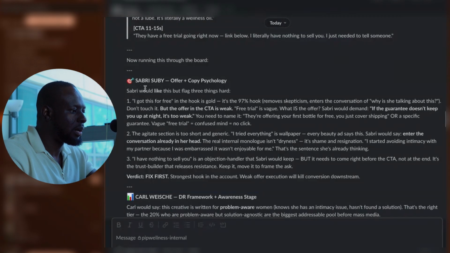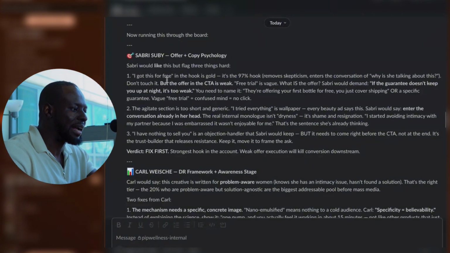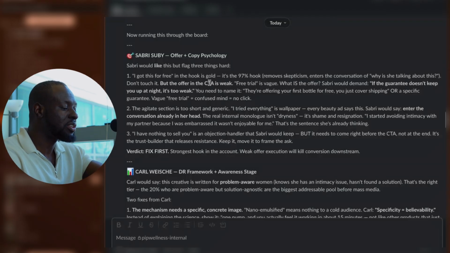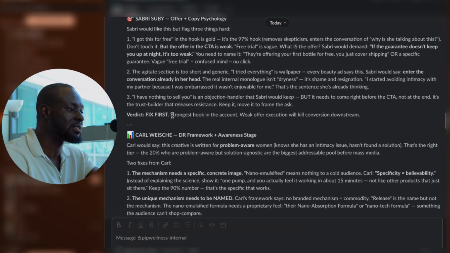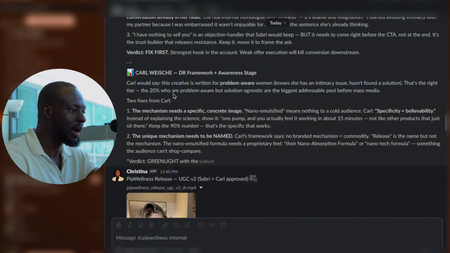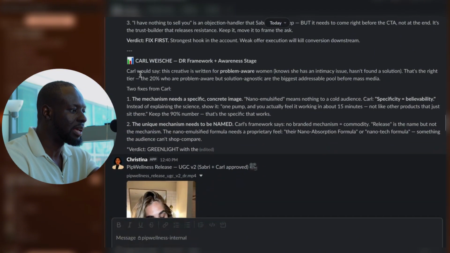And here's her running it by Sabri, offer plus copy psychology. "I got this for free", and the hook is gold. It's a 97% hook. It removes skepticism and enters the conversation of why is she talking about this, right? You can literally see him running through his framework, which is crazy. And it's the same thing for Carl over here: direct response framework plus awareness stage. She says Carl would say this creative is written by a problem-aware woman, so they know about the problem. She has an intimacy issue and hasn't found a solution.